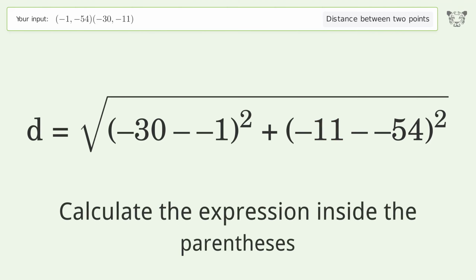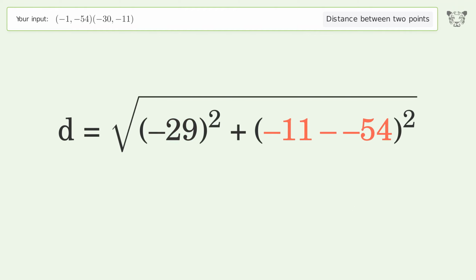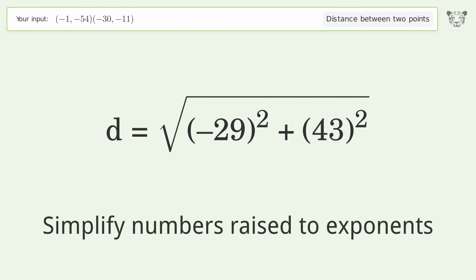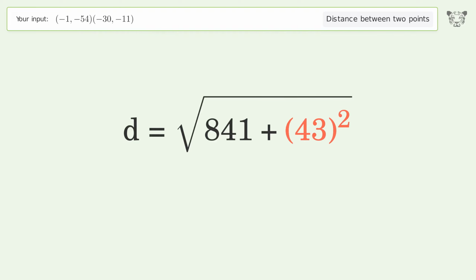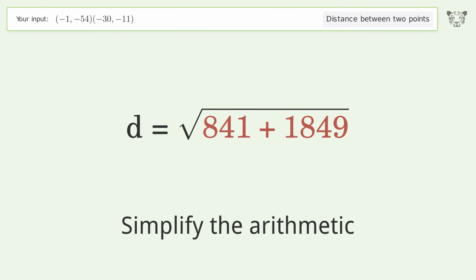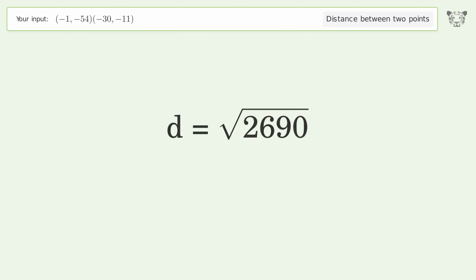Calculate the expression inside the parentheses. Simplify numbers raised to exponents. Simplify the arithmetic. And so the distance between the 2 points is the square root of 2,690, or 51.865.